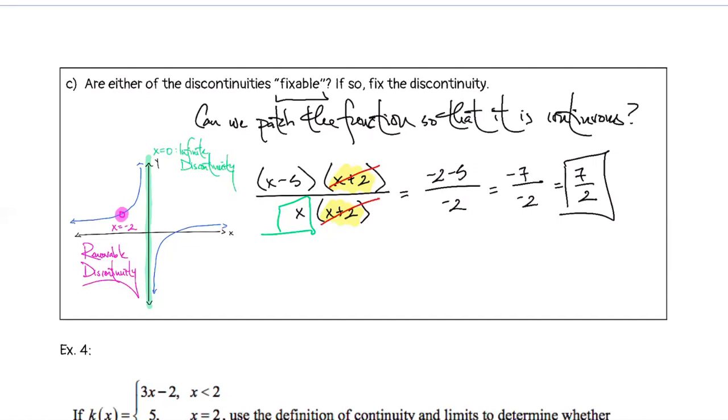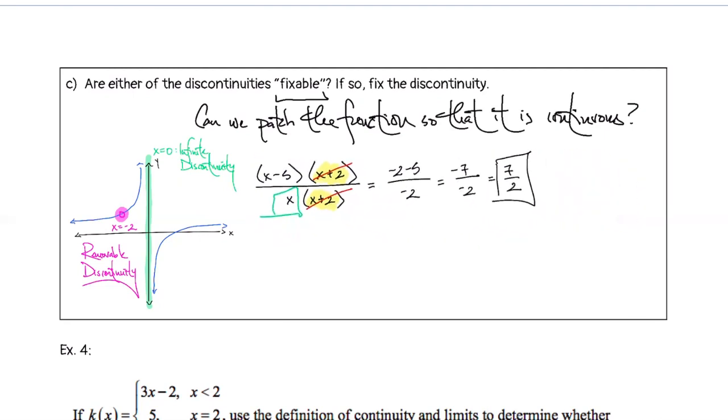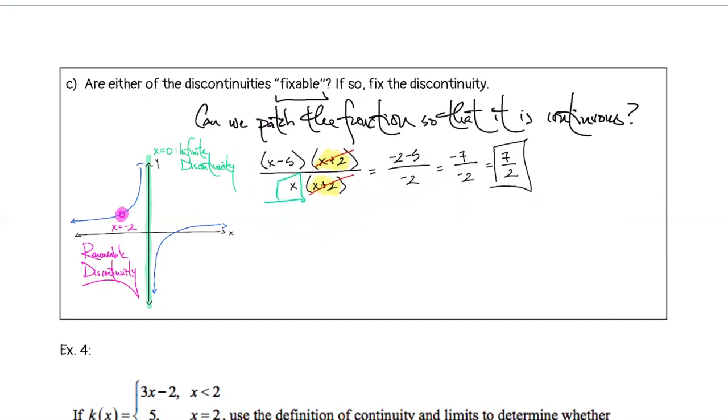Now, the infinite discontinuity, however, is not fixable. I cannot take part of the graph that's going up to positive infinity and somehow connect it to the bottom of the graph that's going to negative infinity. So we can only fix the removable one, but we cannot fix the infinite one. And the way that we're going to write our patched function is like this.